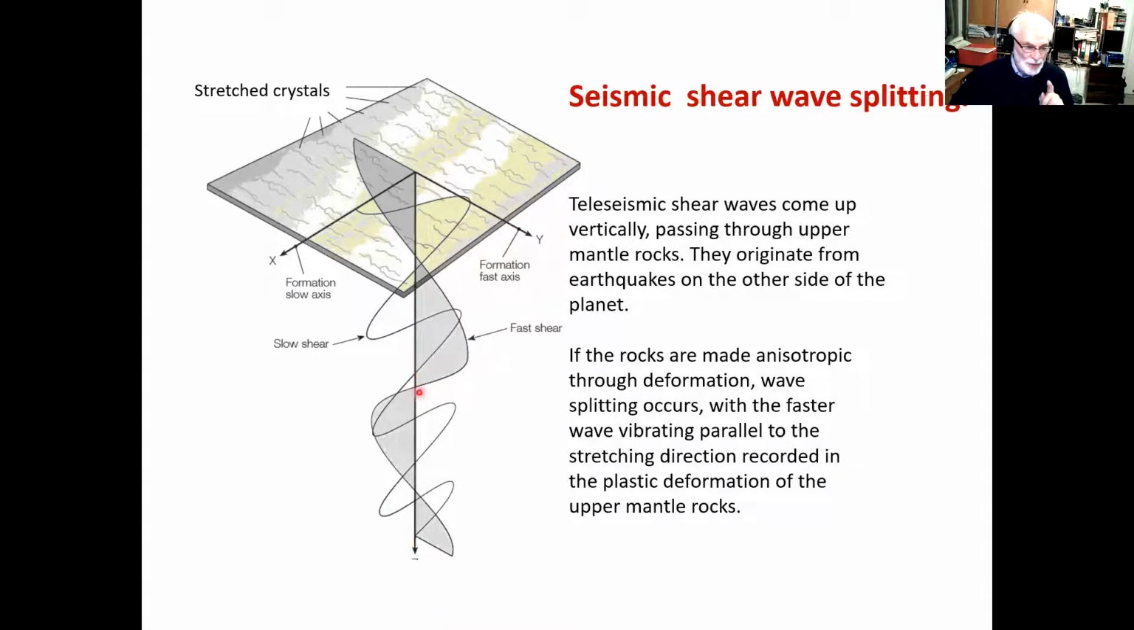These shear waves are passing through deformed upper mantle, and as they pass through, they get split into two waves vibrating at right angles to each other. And the one which is developed parallel to the stretching direction is the fast wave, so that arrives first, and the one which is vibrating in the opposite direction is the slower one, so that arrives a little bit later. So we can measure the time differences of arrival of split shear waves and hence measure the anisotropy of deformed rocks in the upper mantle.